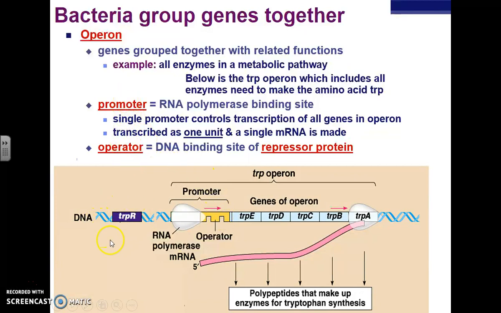The last spot, which is actually not written in the text, is this spot here. This is called the regulatory gene, or trpR, and the regulatory gene right here codes for the repressor protein. So it has the code to make the repressor protein, and it's actually always on. So that's the repressor protein gene.